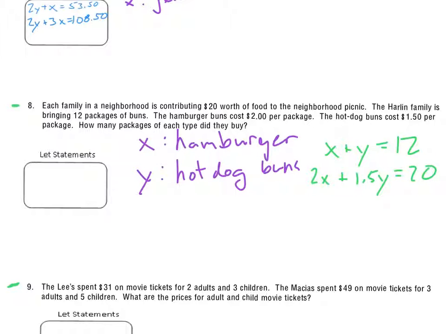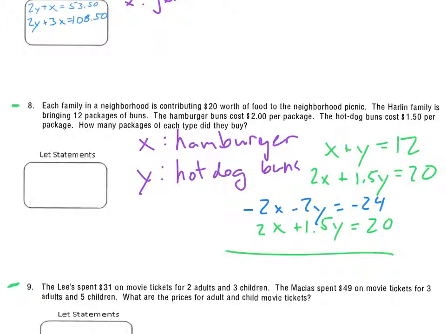Now if we want to set up a fair fight here, the easiest ones are going to be working with the x's, because the y's have a decimal in it, and I really don't want to do decimals. So what I'll do is multiply the top equation by negative 2. What that'll do is make it so the hamburger buns cancel out. So negative 2 times the top equation gives me negative 2x minus 2y equals negative 24. And I will leave the bottom one just the way it is, 2x plus 1.5y equals 20.